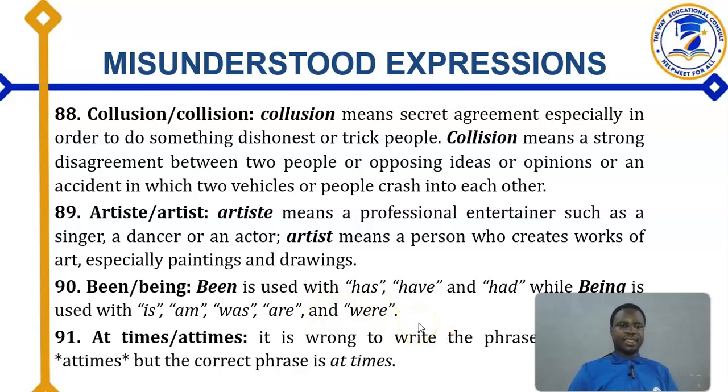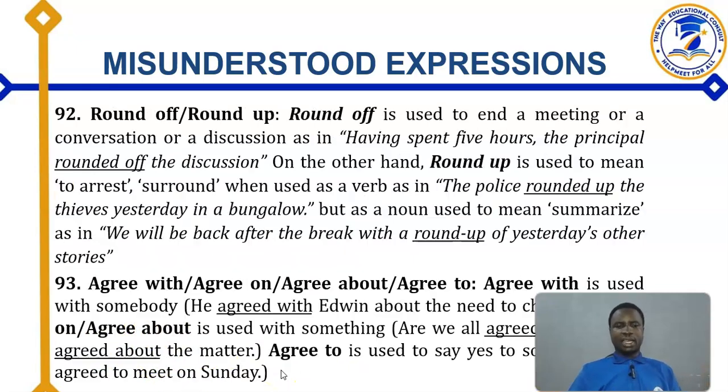You have at times. It is wrong to write this phrase together as "attimes", as you have in this second one. The correct form is at times. They are to be written separately. Are we together? So that is what we are referring to there.